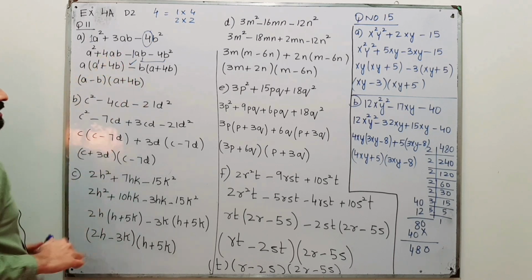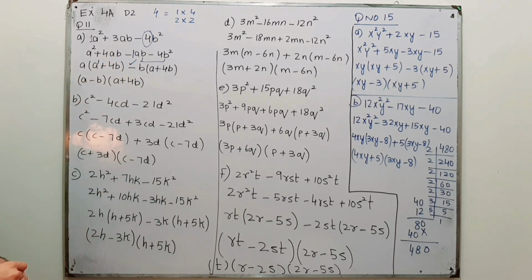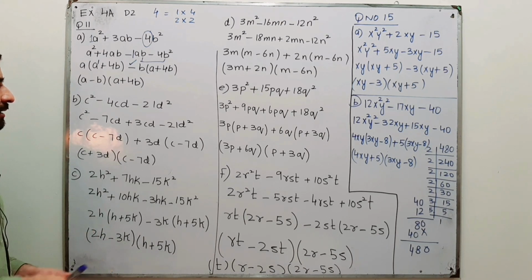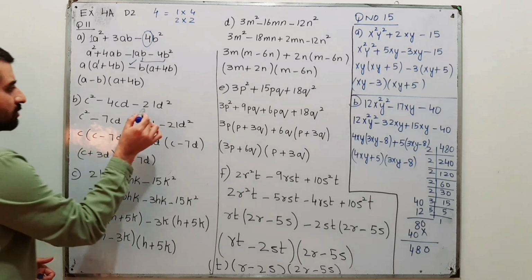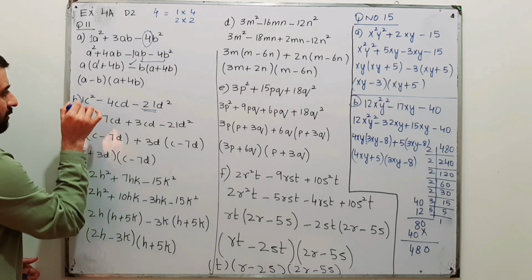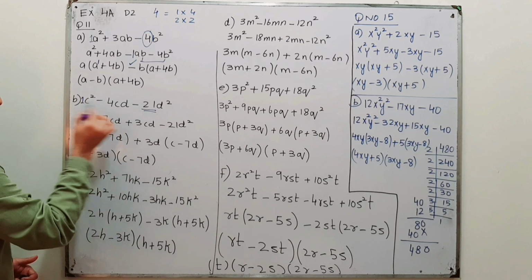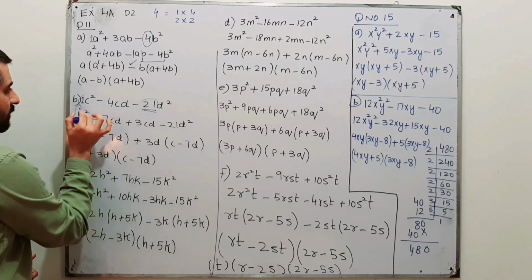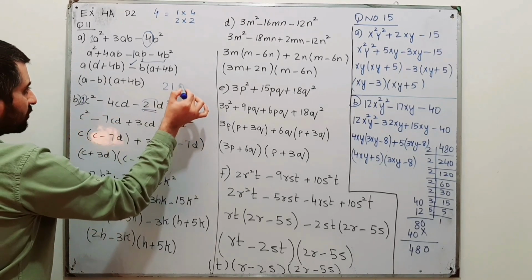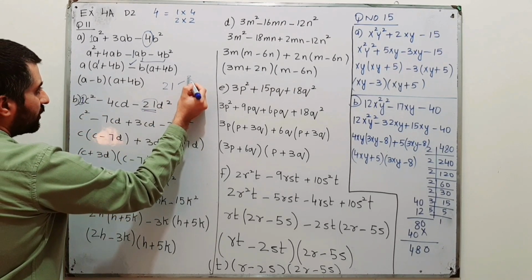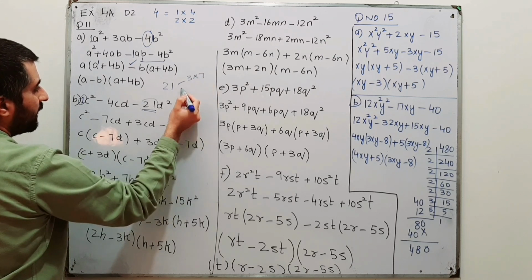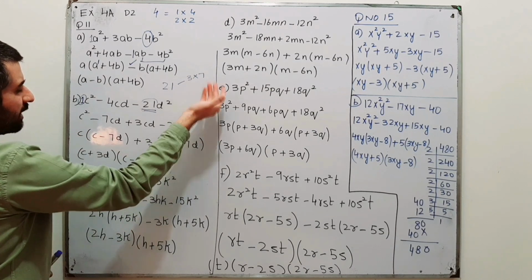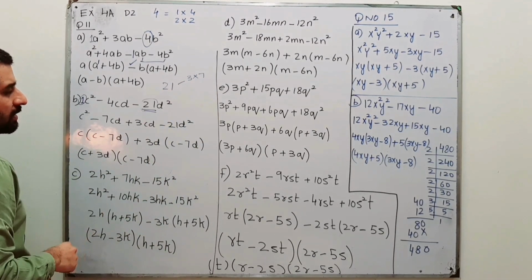So the answer for this part a is done. Part b is c square minus 4cd minus 21d square. Again we have three terms to factorize, and the process of midterm break will be applied over here. This is 21, while we have 1 with c square. So 21 into 1 is 21. Multiply this number with this one, you will get 21. Now factorize 21. Now we have got 3 into 7, these are the prime factors that will give you 21.